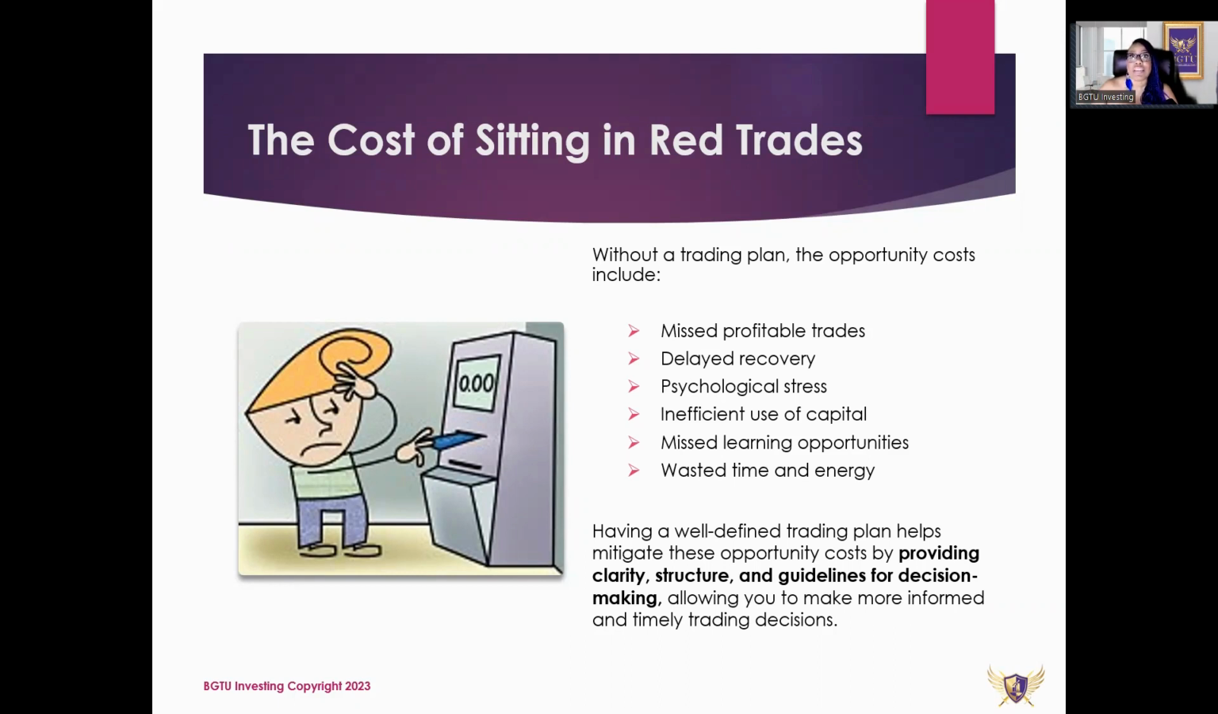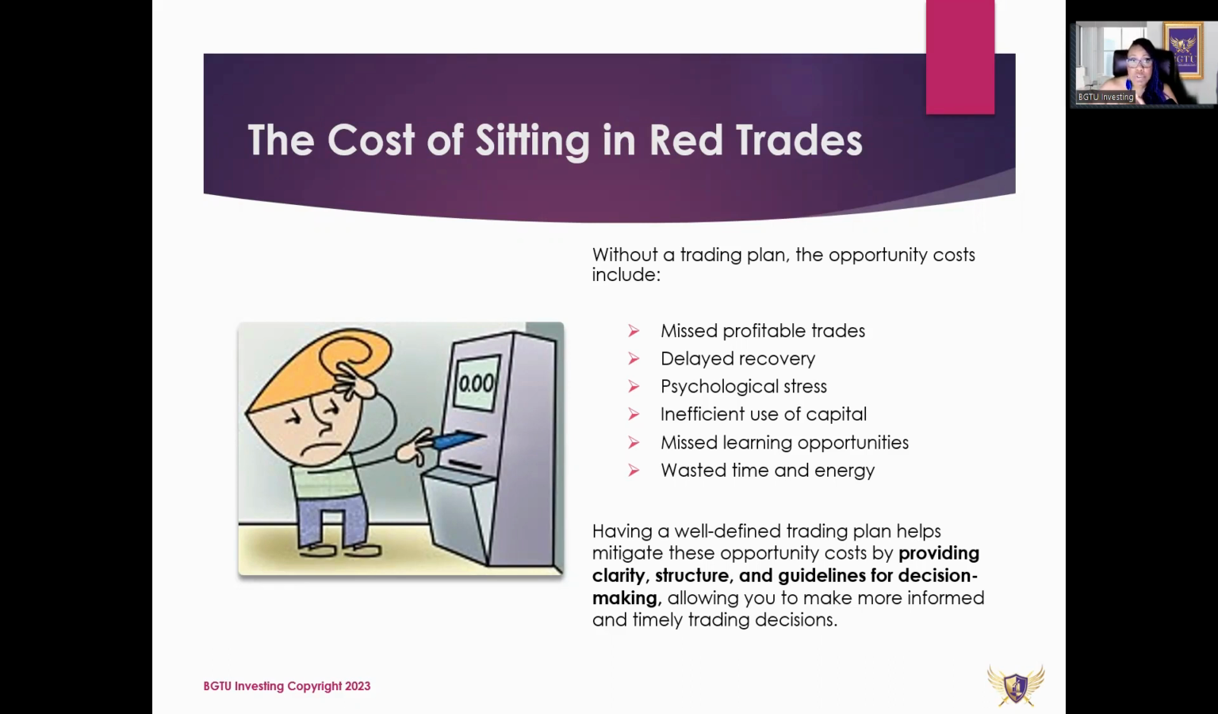Psychological stress. It is stressful to sit in 9 red trades. Trust me, as y'all can see, I done been there. So it puts you in a different mindset, and oftentimes you can't think clearly because you're trying to figure out what to do. It's definitely an inefficient use of your capital. So I need to be in green trades. Now, I'm not saying every single trade you take will be green, but overall, I need to be holding trades that are green. I shouldn't be holding 9 trades and they're all red.